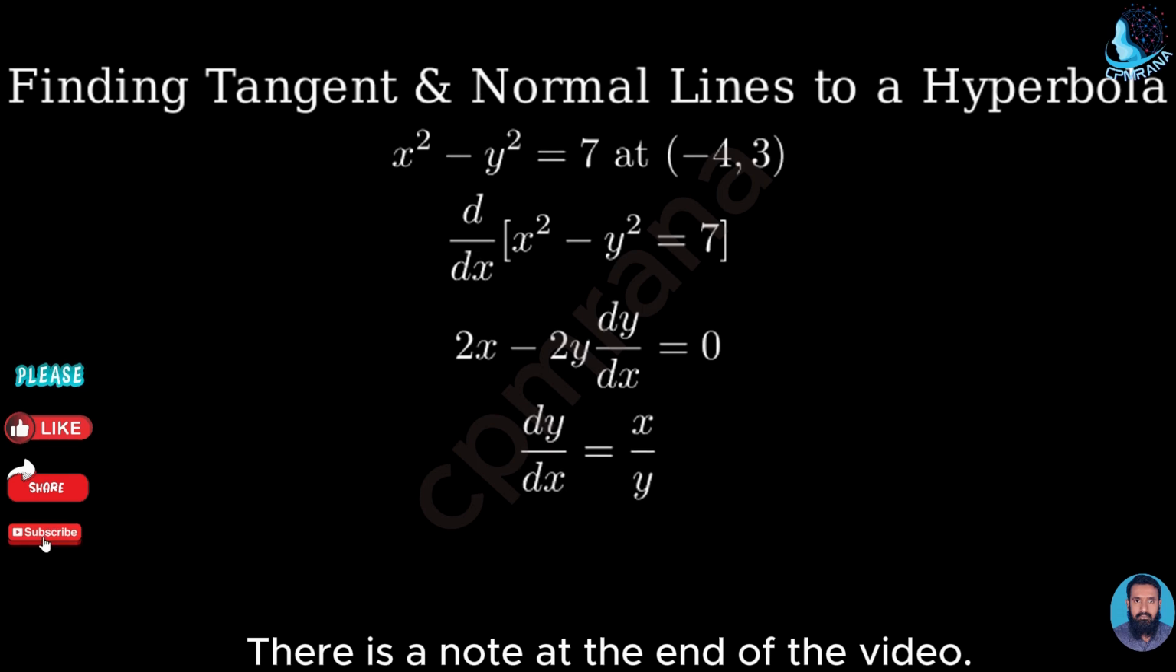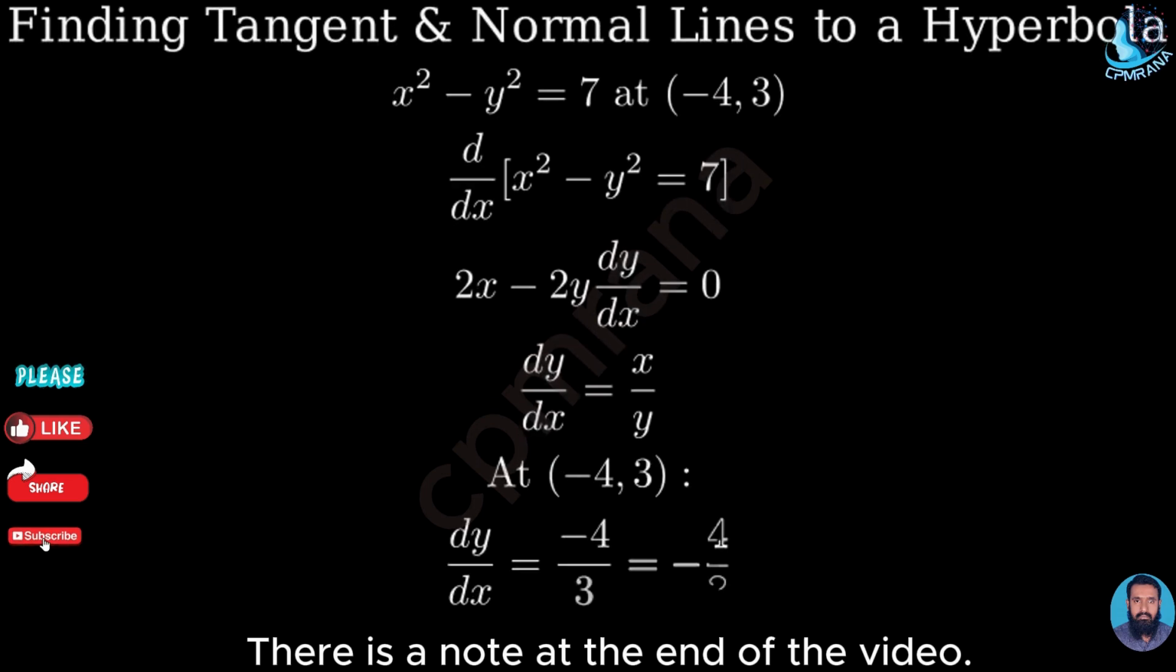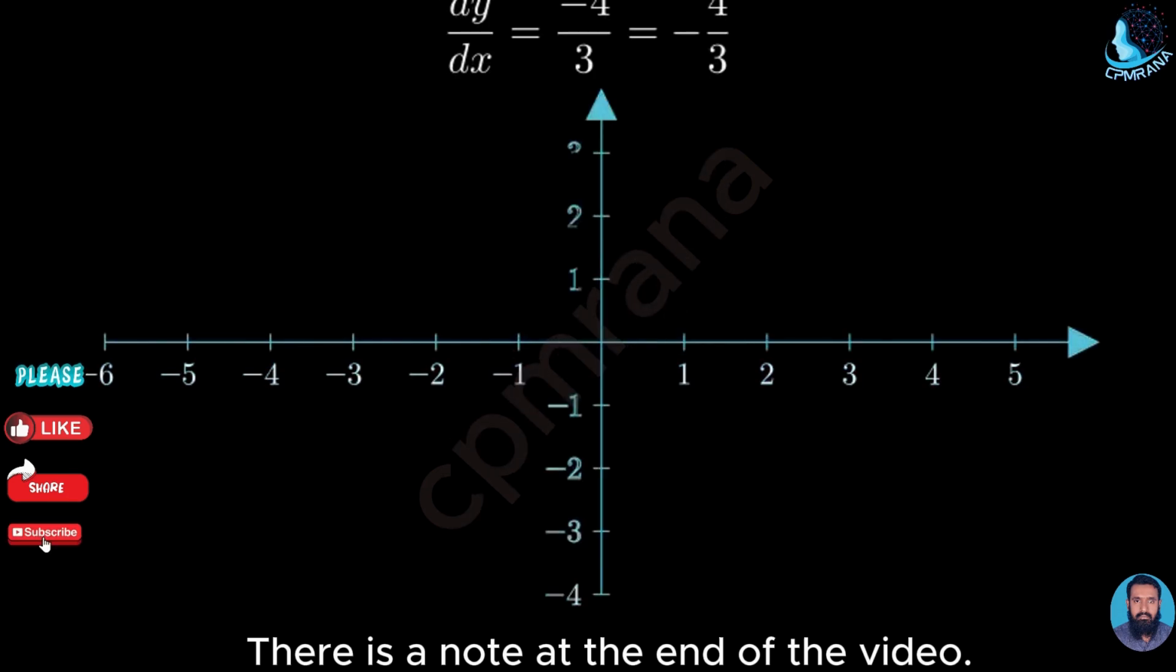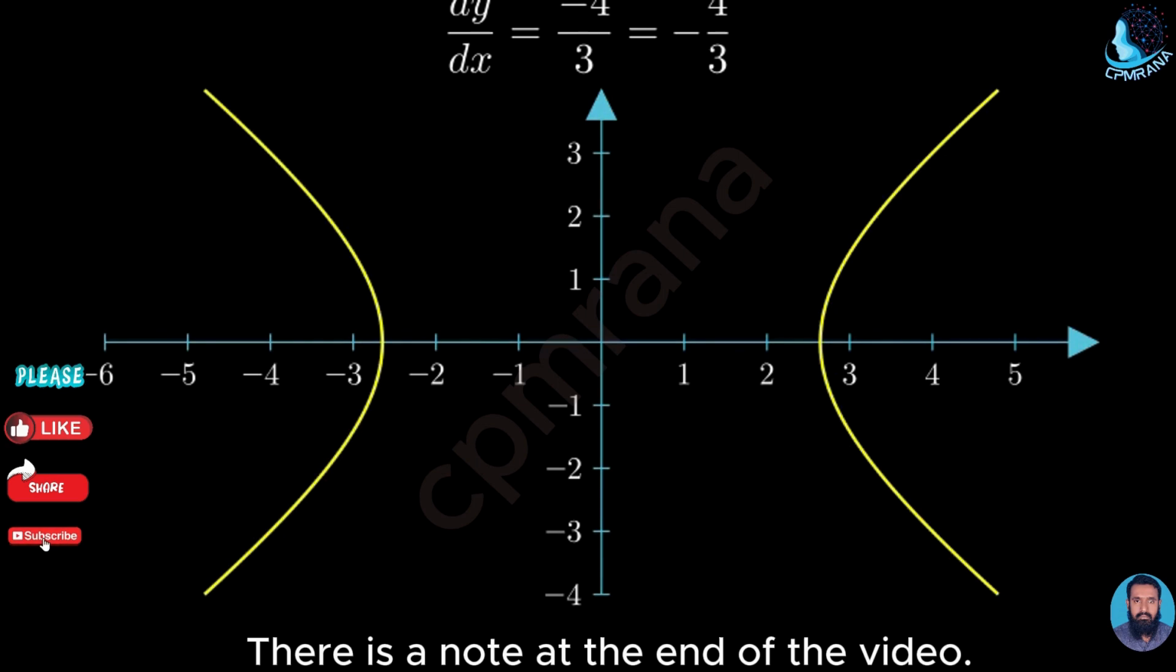Now let's find the slope at our specific point. Plugging in x equals -4 and y equals 3, we get that the slope equals -4/3. Let's graph our hyperbola and point to visualize this. Here's our coordinate system. And here's our hyperbola x squared minus y squared equals 7. Our point (-4, 3) is here.